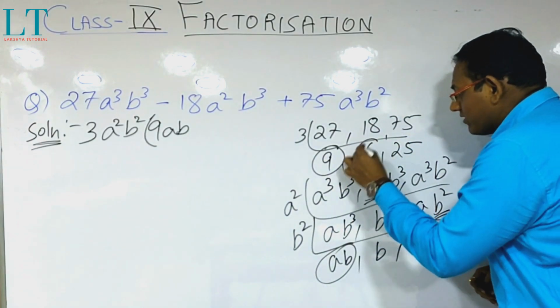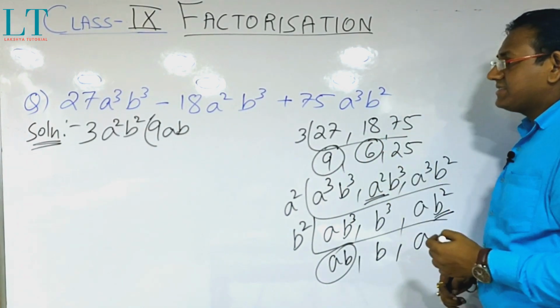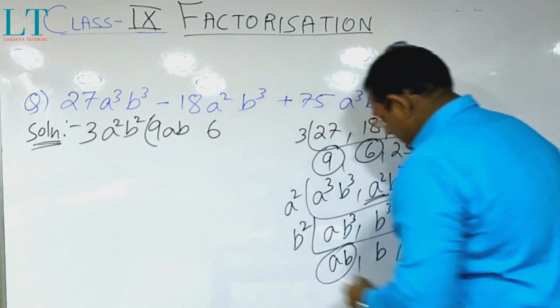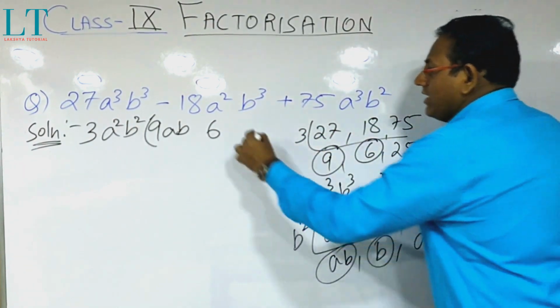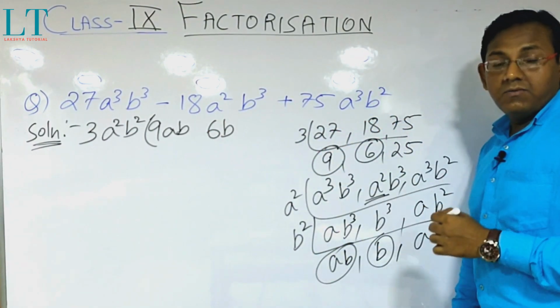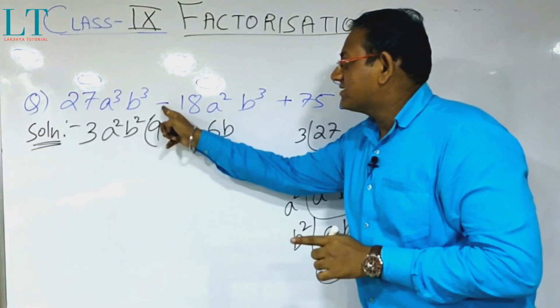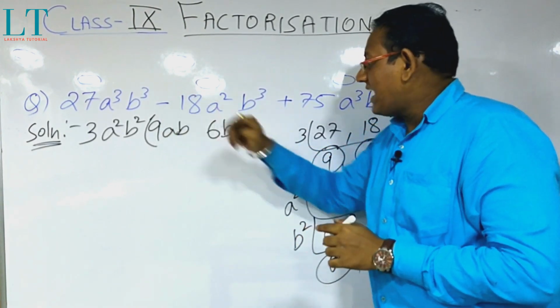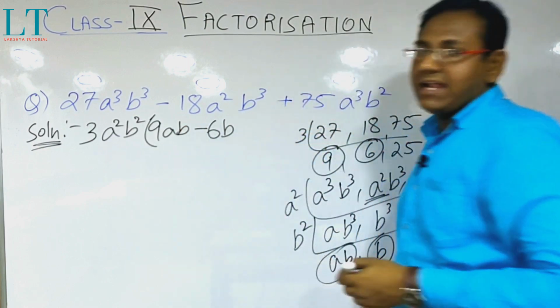The next thing is to figure out about the second term. The second term is 6. So we will write 6 over here, and over here we will get b. So let me write b over here. But remember not to forget the sign of that expression. The sign is negative, so we will write negative over here.